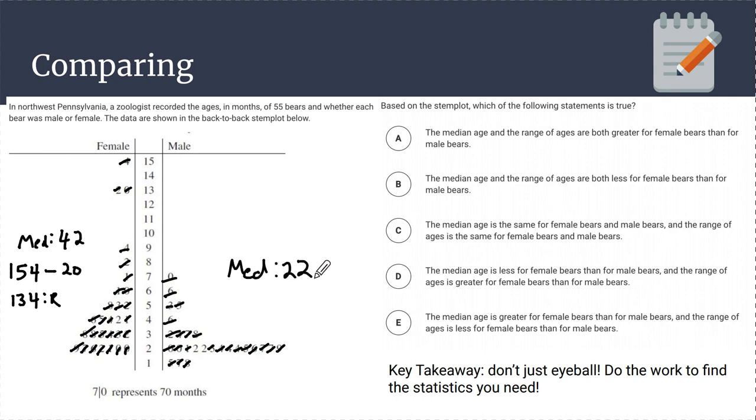Now, you might have been able to eyeball that, and that's okay too. I like to actually just confirm it because sometimes we make bad assumptions when we just eyeball stuff. Our range is going to be 70 minus 15, or 55 months. Now I got my hard data.